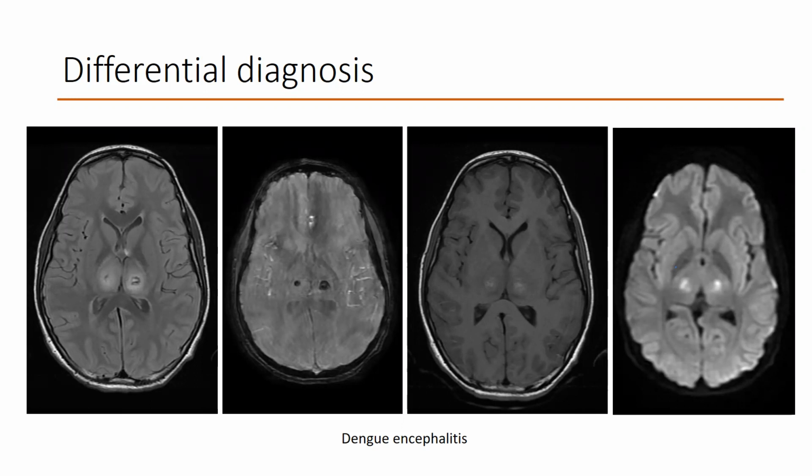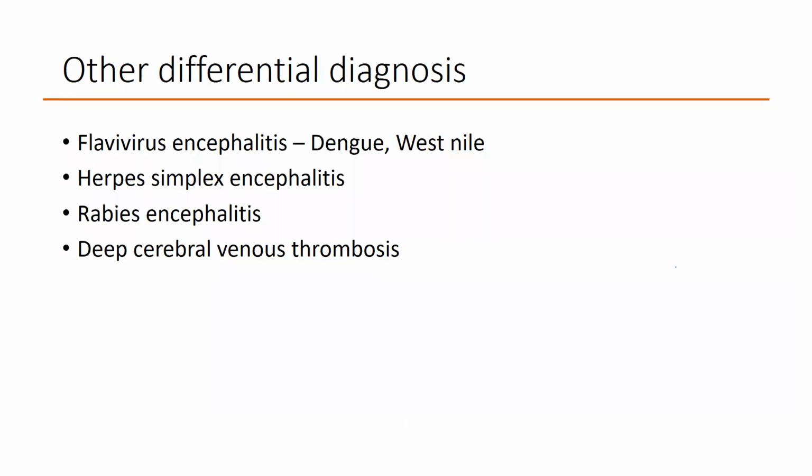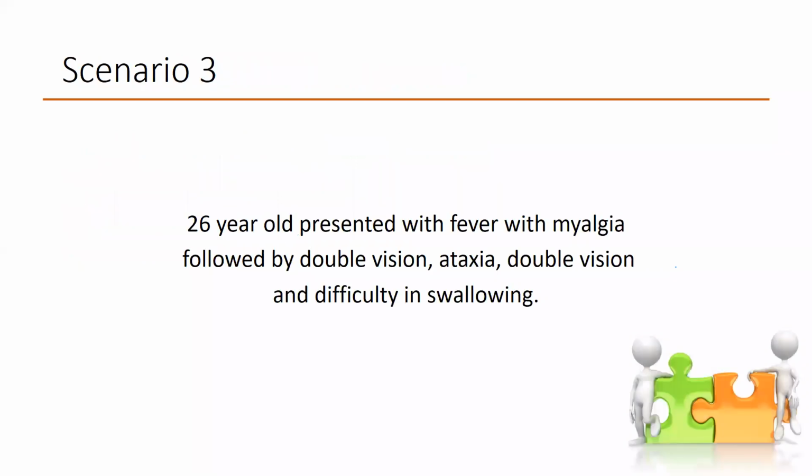Sir, metabolic causes like Wernicke's can sometimes lead to such pictures. Very good, very good. So the other differential diagnosis, main things will be flavivirus encephalitis like dengue and West Nile. Even herpes simplex encephalitis can rarely present like that. Rabies encephalitis. So rabies is another situation where thalamus, basal ganglia, and sometimes there can be the swelling up of the cortical gyri also. And like you said, deep cerebral venous sinus thrombosis.